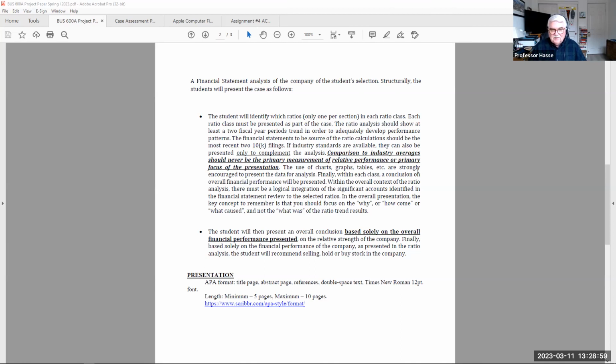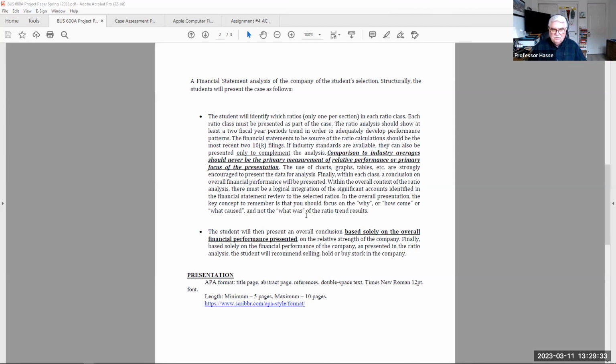Charts, graphs, and tables are strongly encouraged to present the data for analysis. You might want to summarize those 4 equations in a spreadsheet, and then paste that spreadsheet's columns and rows into your paper. Finally, within each class, a conclusion on the overall financial performance will be presented. You answer those 3 questions in relationship to those 4 equations. Within the overall context of the ratio analysis, there must be a logical integration of the significant accounts identified in the financial statement review to select the ratios.